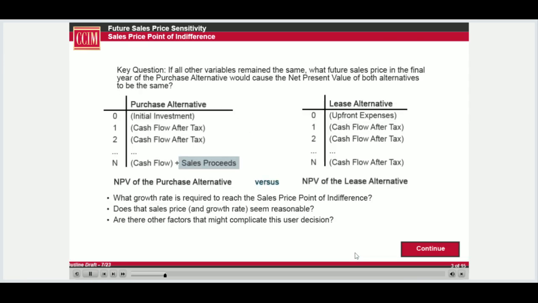For this analysis, we are looking for the sale price at which the present value of either buying or leasing is exactly the same. It is the sales price for which the decision to lease or buy makes no economic difference and could be made purely on non-financial factors.